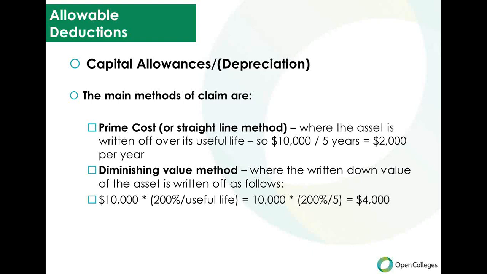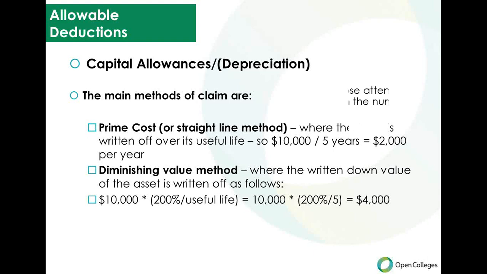With the diminishing value method, the formula is 200% divided by the useful life of the asset. In this particular case, given it's 5 years, the diminishing value method in year 1 is $4,000. But one key thing to note with the diminishing value method is that at the end of the year, your written down value is $6,000, and when you do the calculation in year 2, it's $6,000 multiplied by 200% divided by 5.